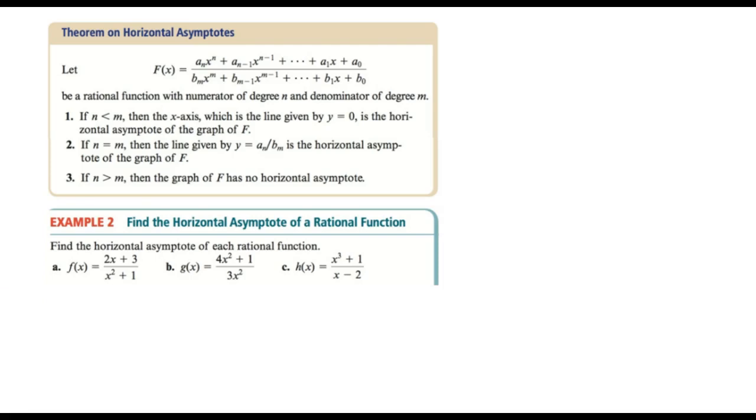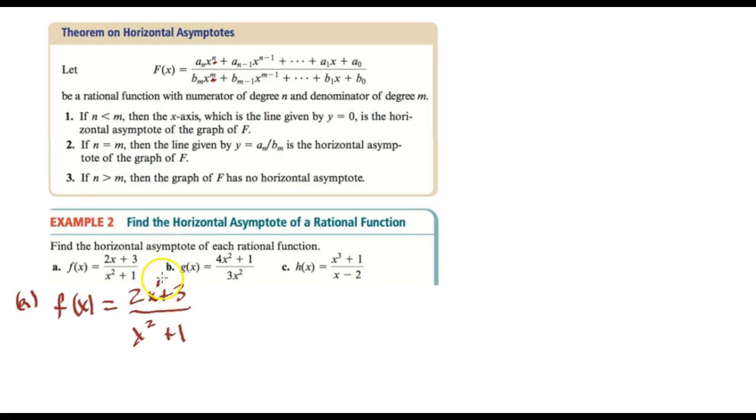So looking at A, I'll just rewrite this a little bit bigger so we can see what's going on. Now all we really want to do at first is compare n and m and see which one is larger. Notice that n and m are the exponents of the leading terms of the numerator and denominator. So for the numerator, the degree of the numerator is 1. It's not written there, but you should know that it has an exponent of 1.